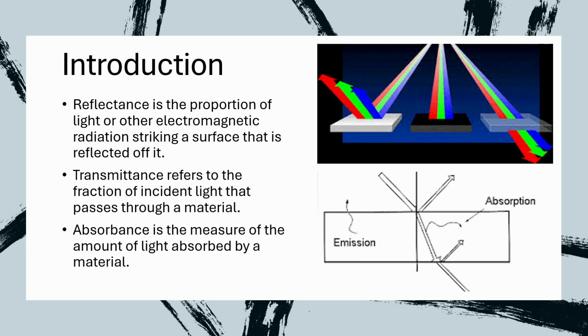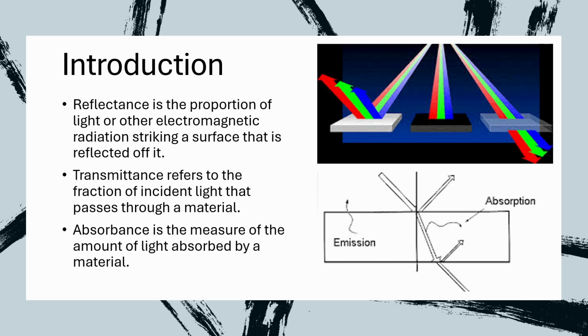Before we jump right into the topic, there are a few terms that are crucial in understanding the law. Now let's look at what those terms are. When light strikes a particle, there are three phenomena that occur. First is reflectance, then transmittance, last is absorbance.